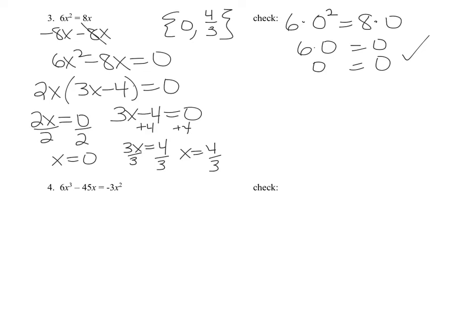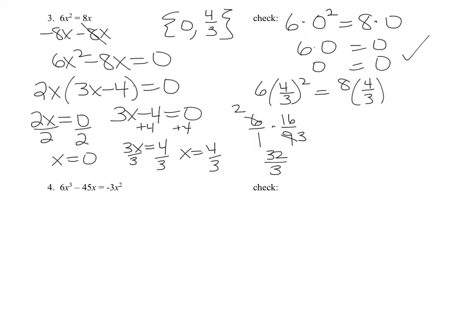Now checking 4/3, you're replacing the x with 4/3, so I'm going to have 6 times 4/3 squared equals 8 times 4/3. So now when you square 4/3, you just square the 4 and the 3. So 4 times 4 is 16. 3 times 3 is 9. And then 6, I'm going to write a 6 over 1. And then remember, I can cross cancel, right? I can reduce the 6 and the 9 to become 2 and 3, which then now I multiply straight across. 2 times 16 is 32, and 1 times 3 is 3.